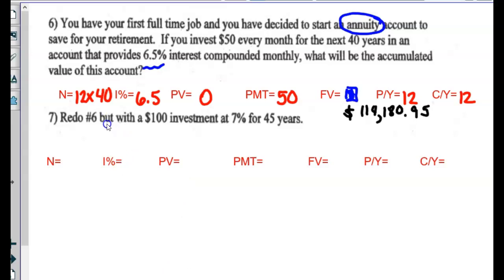All right. Redo this, but with a $100 investment, and you decide you're going to retire in 45 years. And it's going to up to 7%. So N is going to be what? 45 times 12. I is 7 this time. Present value 0. Payments of 100. Future value and 12 and 12.